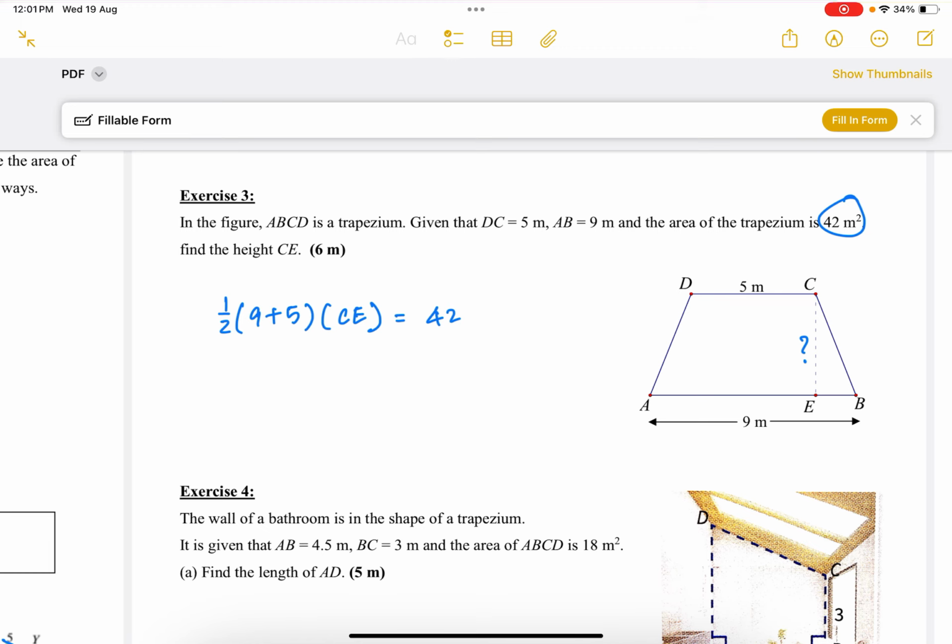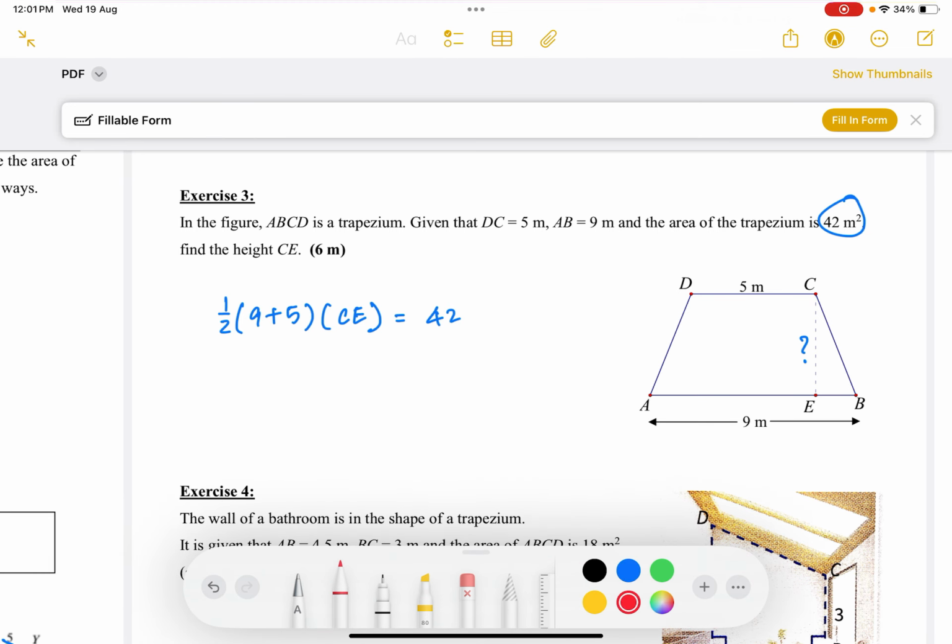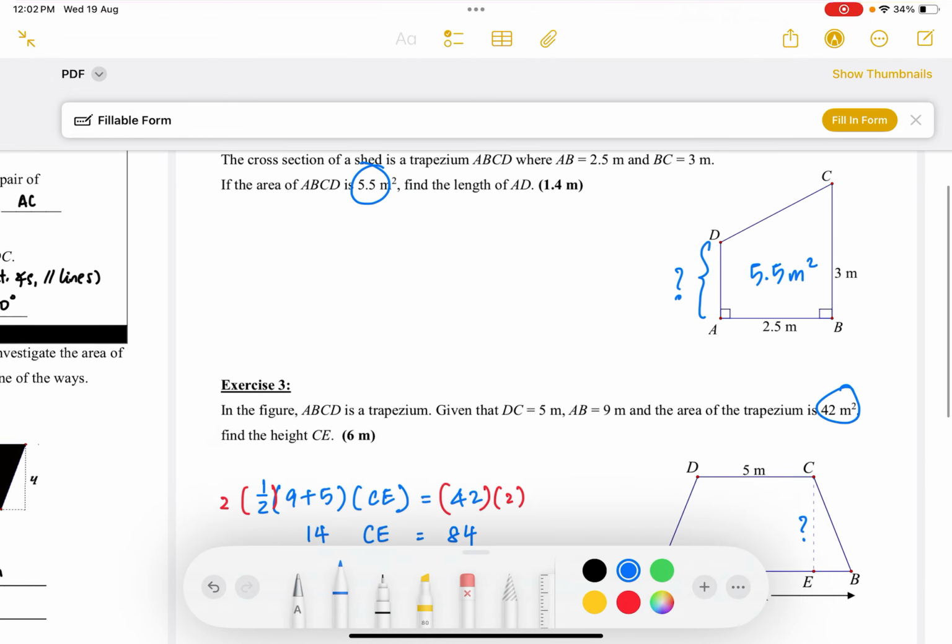We just want to find CE, so we need to get rid of all that extra stuff. Let's get rid of the half first. We multiply this by 2, we multiply this by 2. Now we end up with 9 plus 5 is 14, CE equals to 84. We now want to get rid of that 14. We divide it away, we are just left with CE. 84 divided by 14, that gives us 6. So 6 meters. You can use this same approach for your exercise 2.